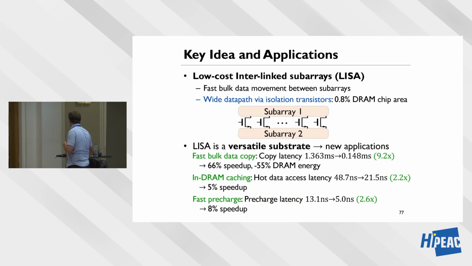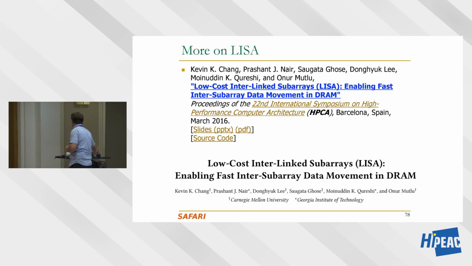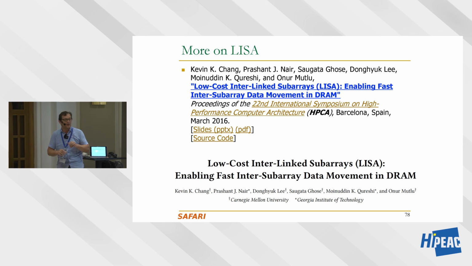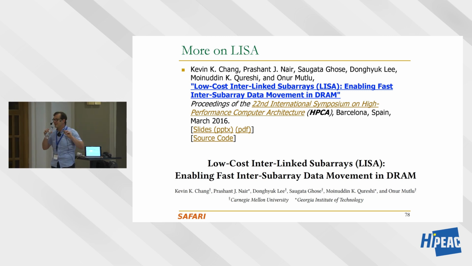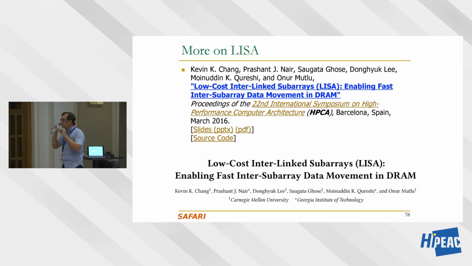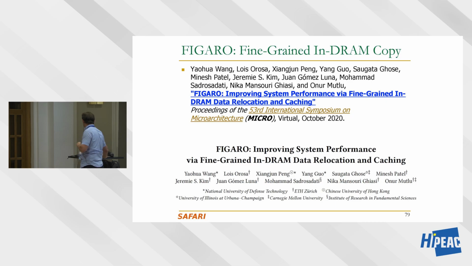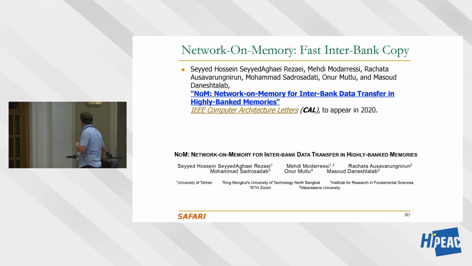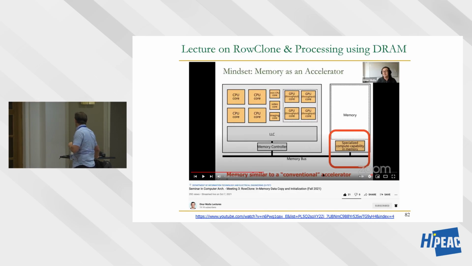Okay, so this gives you a lot more benefit in terms of bulk data copy, but this also gives you another substrate for data caching in DRAM and precharging, which I'm not going to go into. You can read the paper for more detail. That's the paper that was published some years ago. And we still need a lot more connectivity in DRAM. Okay, any questions? I haven't gone to the computation yet, that's coming soon, but these are some of the other works that try to make copy and initialization faster. And there are lectures also.